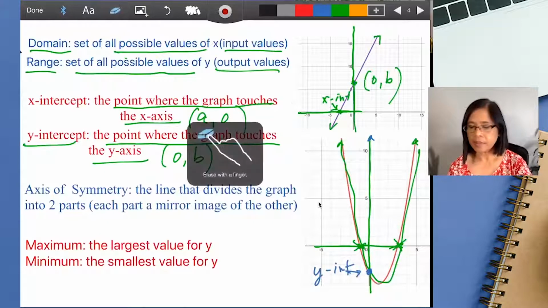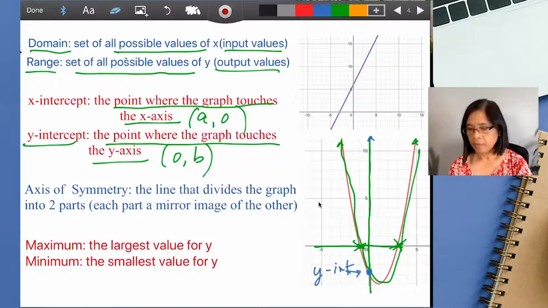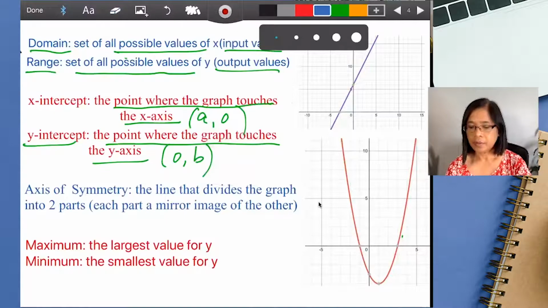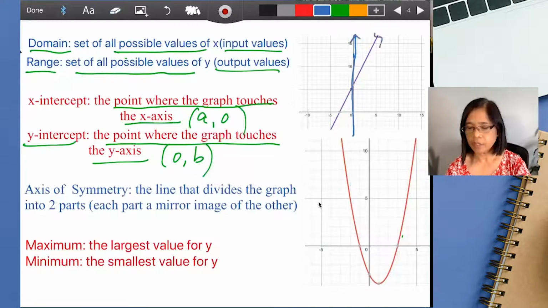For the axis of symmetry, for a graph, the axis of symmetry is the line that divides the graph into two equal parts. Each part is the mirror image of the other. For a linear graph, the line of symmetry is actually the y-axis. This will divide the graph, because we can extend this in both directions, and this y-axis, which is the line x equals 0, is the axis of symmetry.